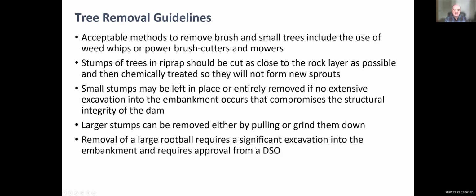Small stumps, if they're relatively small, you just leave them in place. If they're bigger, your best strategy is to entirely remove them, including the root ball. You could pull them out or grind them down. The removal of a large root ball usually requires a significant excavation into the embankment, and that triggers an approval process from your dam safety officer. So your goal is to never get to big root balls, because then you don't have to ask for any approval. You have free rein to deal with maintenance of the smaller shrubs and trees before they get too large.